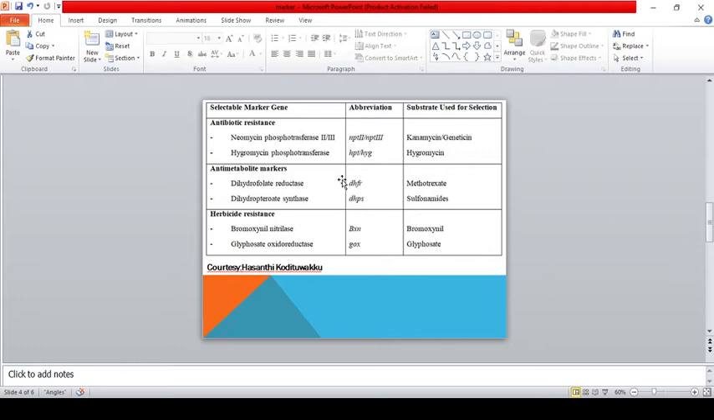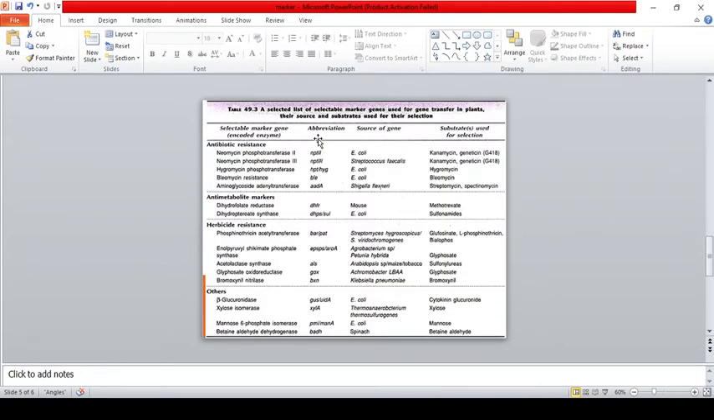Mostly in the GATE Biotechnology or GATE Life Sciences exam, they will ask what the substrate used for selection of dihydrofolate reductase is. Or else they will ask which of the following is a herbicide resistance. So you should study all those things and the substrates used. Most commonly you can expect the substrate used for neomycin phosphotransferase, which is kanamycin and geneticin.